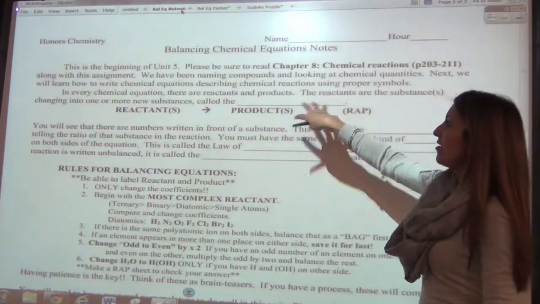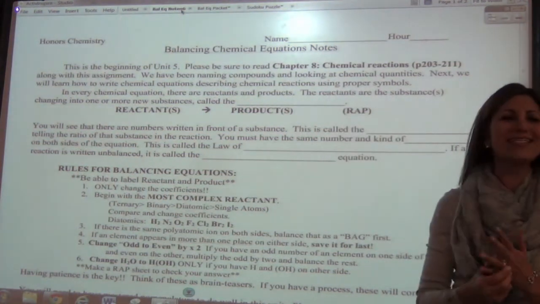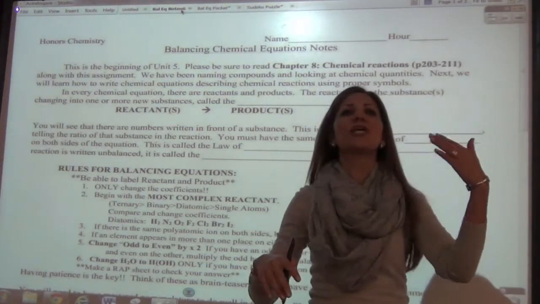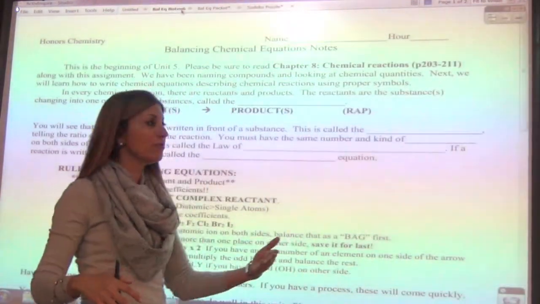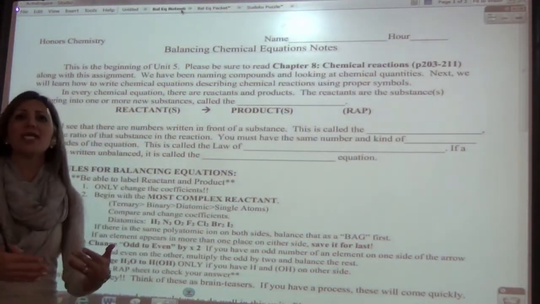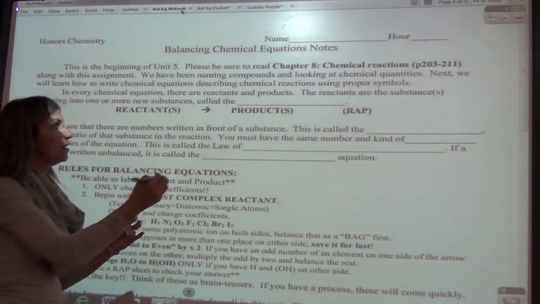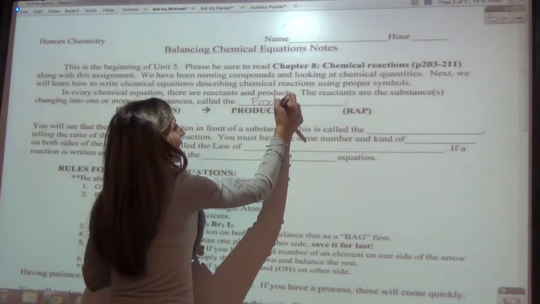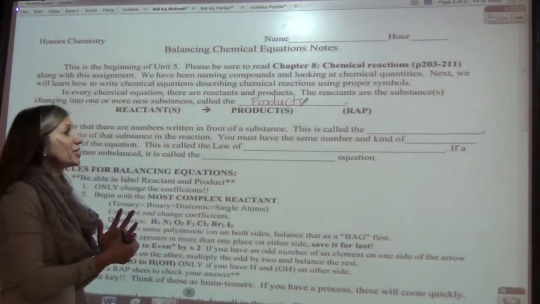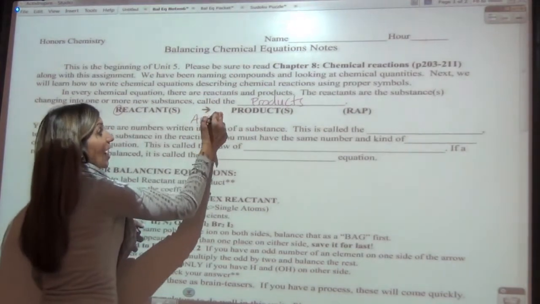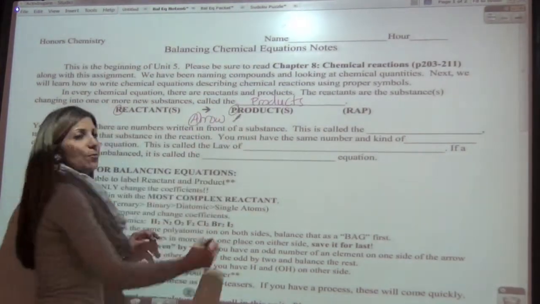So it says in every chemical equation there are reactants and there are products. The reactants are the substances that are changing into one or more new substances. And once they change, instead of being called the reactants, they're now called the products. An easy way to remember is RAP: R for reactants, A for arrow, and P for products.